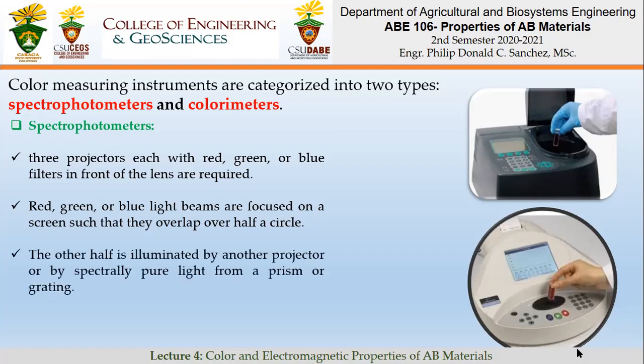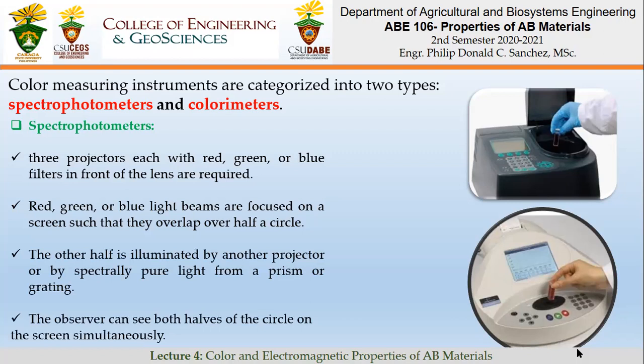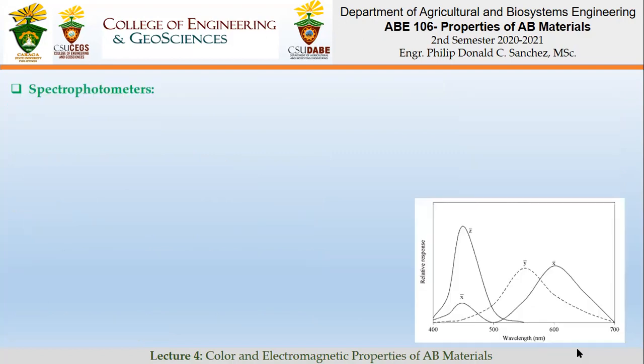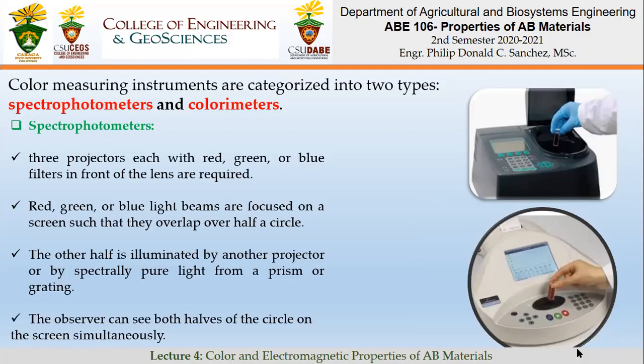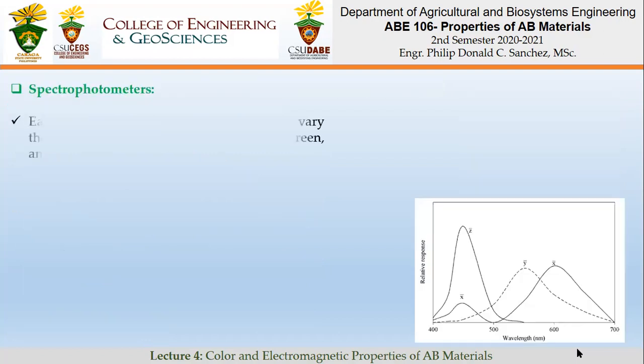The other half is illuminated by another projector or by spectrally pure light from a prism or grating. So the light will still flash, and then you can get the red, green, and blue characteristics. The observer can see both halves of the circle on the screen simultaneously. So if you are the observer, you are the researcher. After putting the sample, close the door of the spectrophotometer, and then you select read or measure, and you can see how the measurement happens inside.